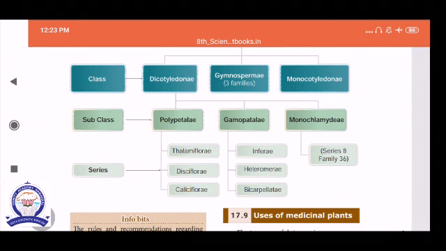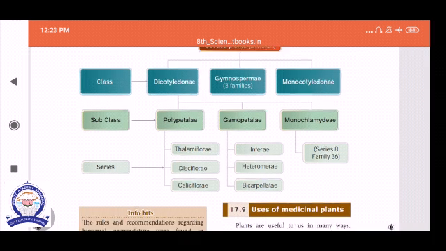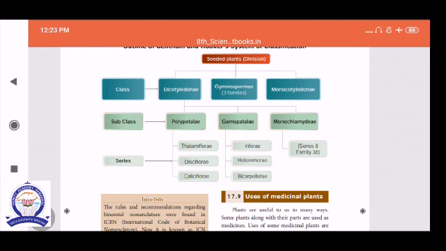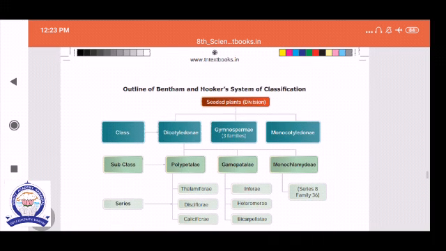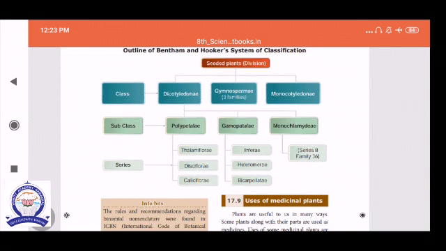Next one, Monochlamydeae, contains 8 series and 36 families. These are the points from which 2 mark or even 5 mark questions are asked. Outline the Bentham and Hooker system of classification.